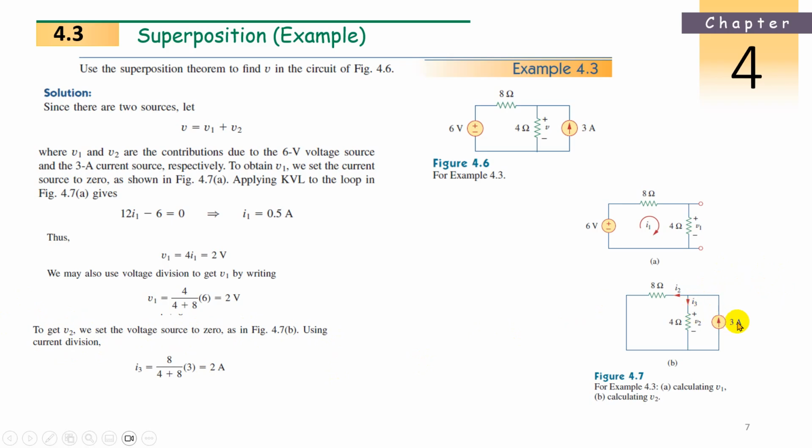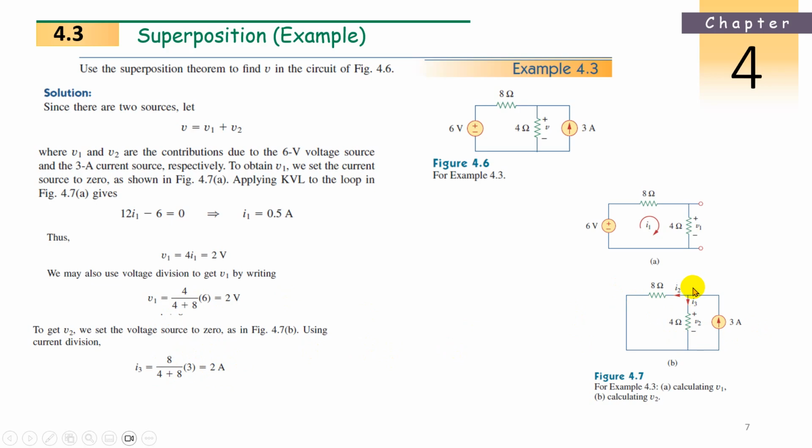Total current how much? 3. Total current 3. And what is the current in this resistance? As per the current division rule, other resistance divided by total resistance into 3 amperes total current. Other resistance 8 divided by 4 plus 8 total resistance into total current, which is equal to 2 amperes. So this is another technique.